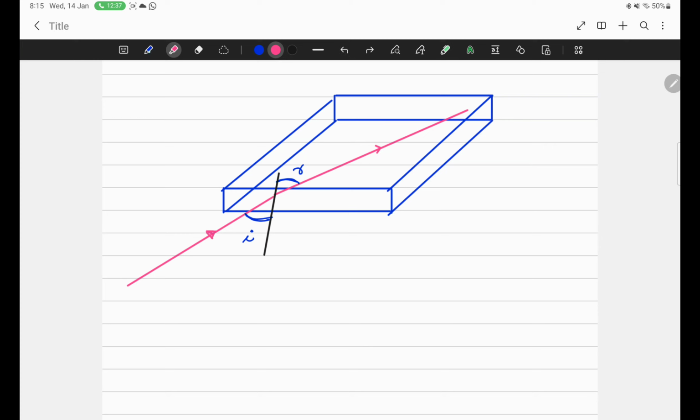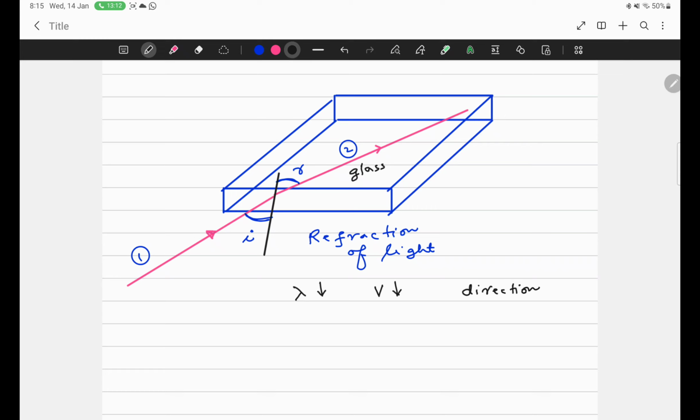And the bending of light is called refraction of light. Faria, I am repeating and you have to explain what I am saying. The topic is refraction of light. In refraction, this light is called the incident ray and this light is called the refracted ray. When light enters into water or glass, its wavelength decreases, its speed decreases, and its direction changes. This is called refraction of light.